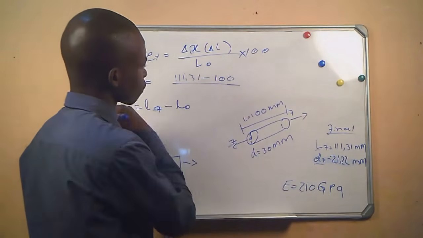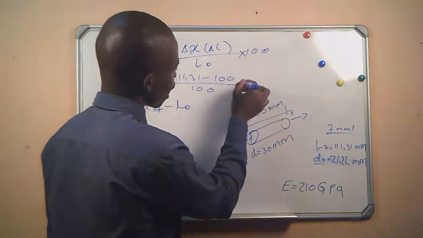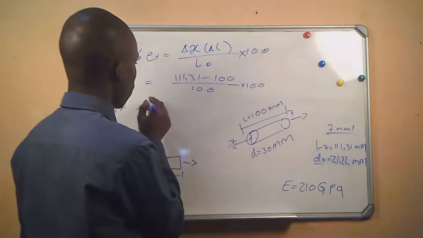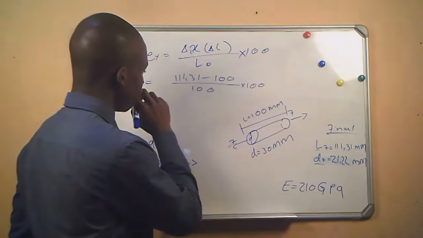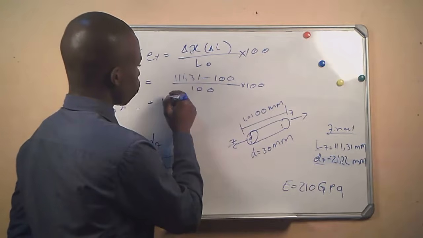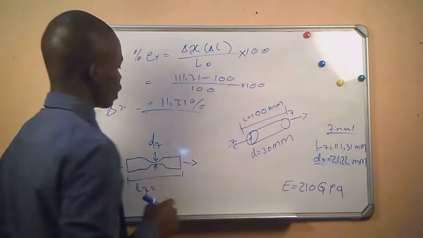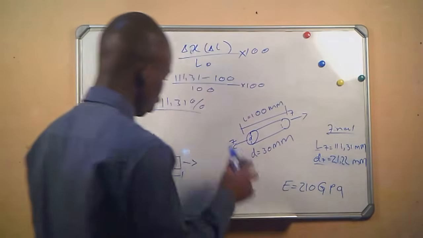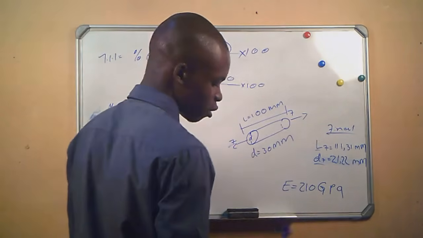And then the original length is 100 times 100. And then our percentage elongation here will be 1.31%. And then that's how you go about calculating the percentage extension. And then we go to question number 2, the second part of the question.